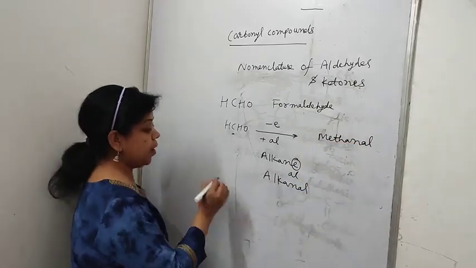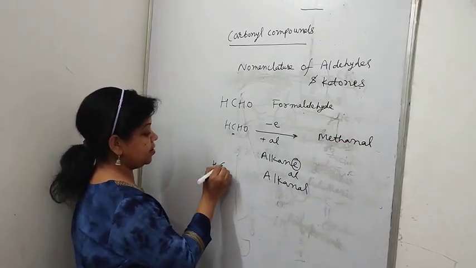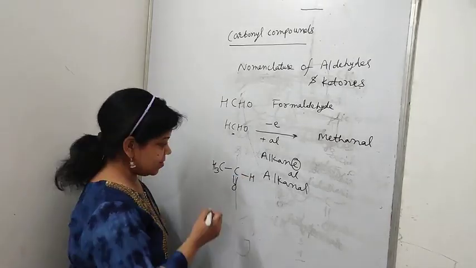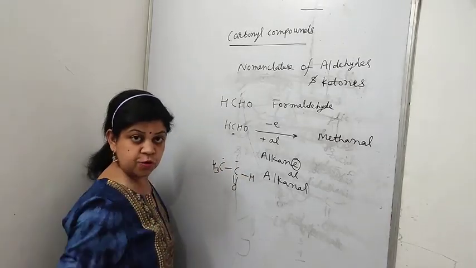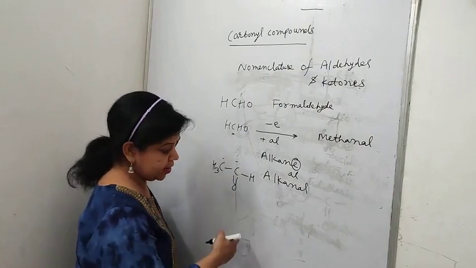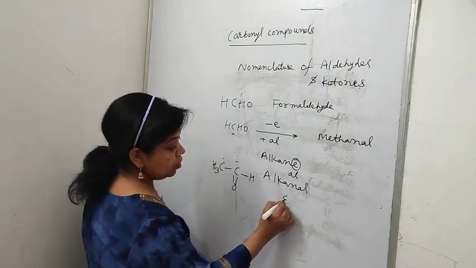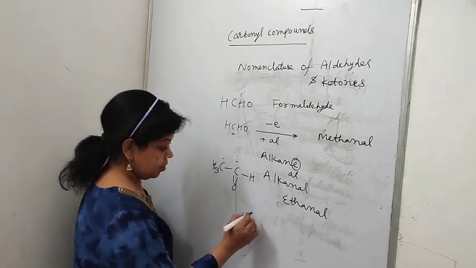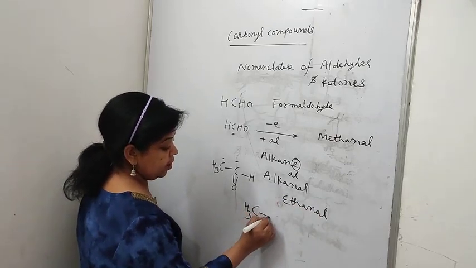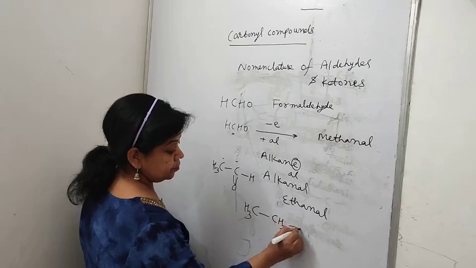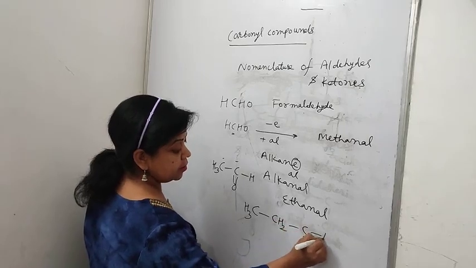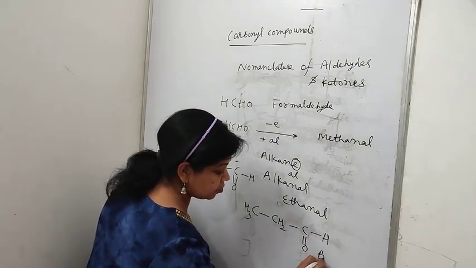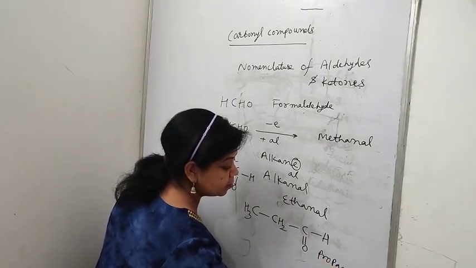The next compound, that is our acetaldehyde. Yes, students, there are two carbons, so the parent alkane is ethane. So the name is ethanal. Yes. The next, when we have taken 3 carbon, the name of this compound is, yes, propanal. What it is called? Propanal.